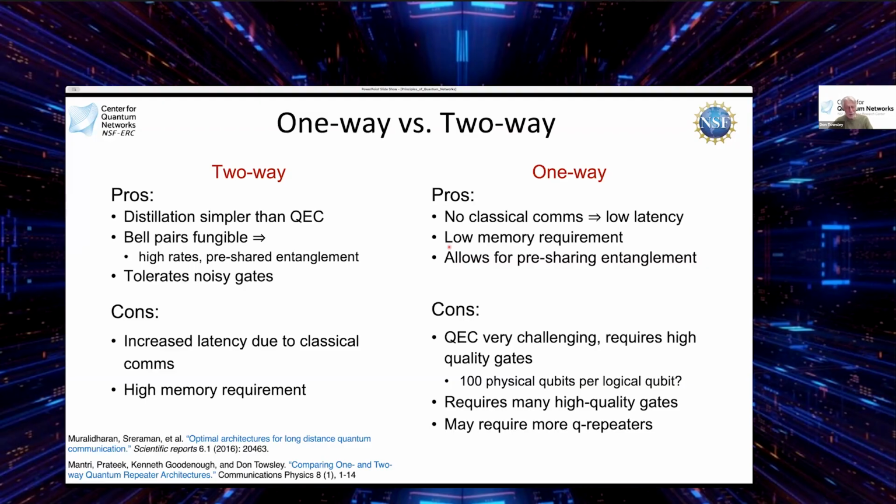You're not storing quantum state at the repeaters, so the memory requirements are lower. And what you can do is use this to pre-share entanglement before some application needs to use it, let's say for distributed computing. On the downside, quantum error correction is very challenging and an active area of research, and requires high quality gates. And as I've alluded to previously, you need a lot of physical qubits to correct a single logical qubit. And studies suggest that you would need many more repeaters when you're doing one-way than if you're doing two-way.